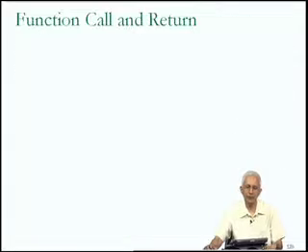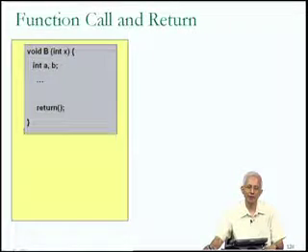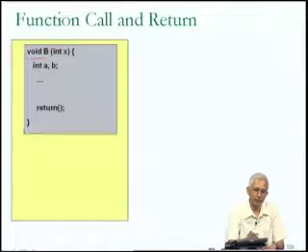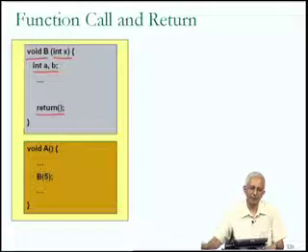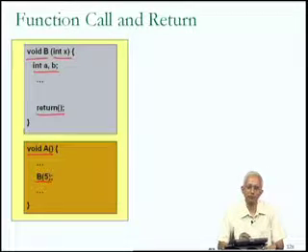Now, let us go back to our example of the function call. We had a situation where there was some program. There was the function which is being called, that is the function b, void b, which takes one parameter, has 2 local variables a and b, and this is the point of return. And then there is the function a which calls the function b with a parameter value of 5.